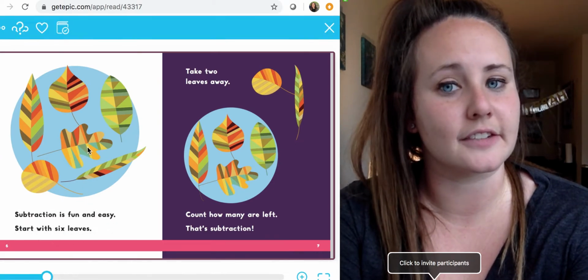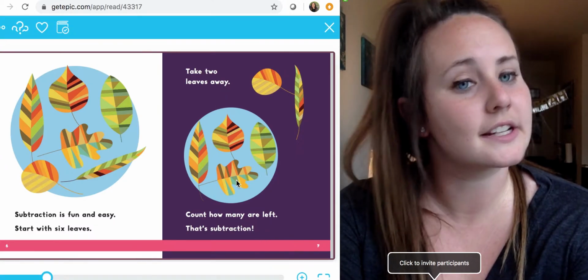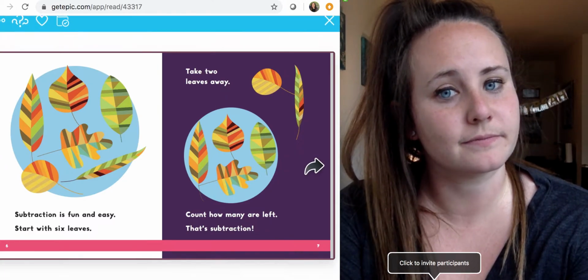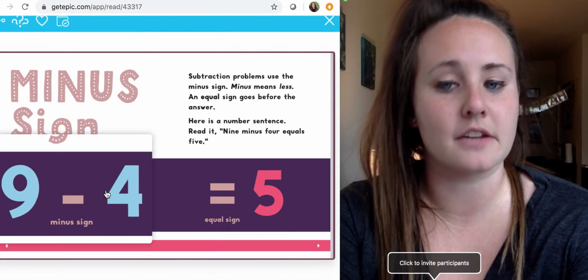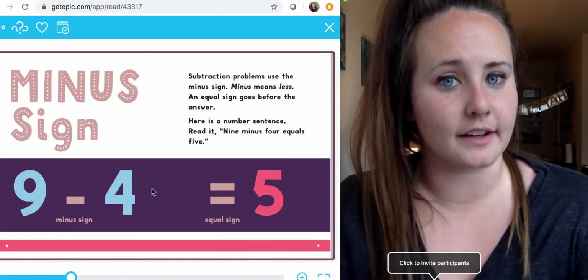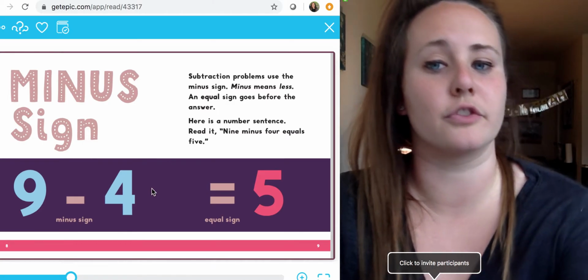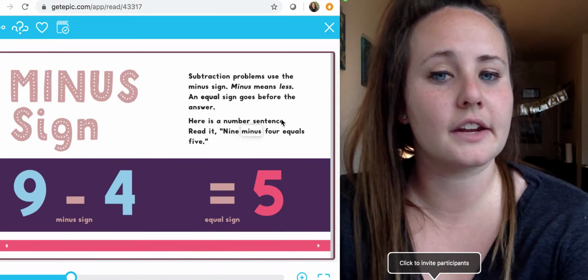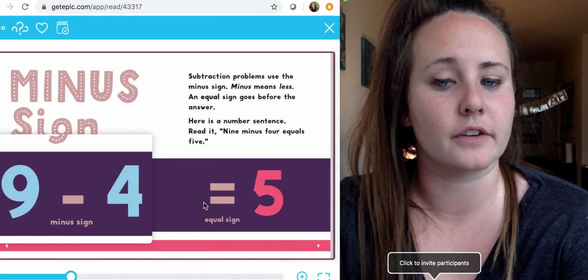Start with 6 leaves. Take 2 leaves away. Count how many leaves are left. That's subtraction. Minus sign. 9 minus 4 equals 5. Subtraction problems use the minus sign. Minus means less. An equal sign goes before the answer. Here's a number sentence. Read it. 9 minus 4 equals 5.